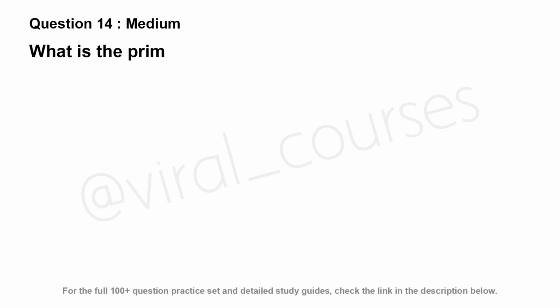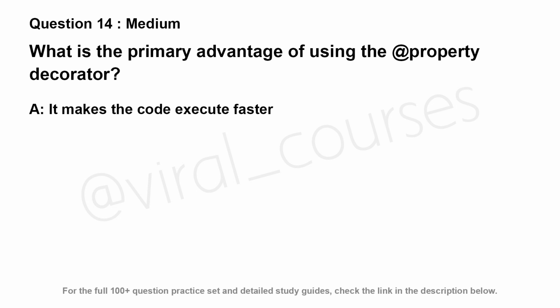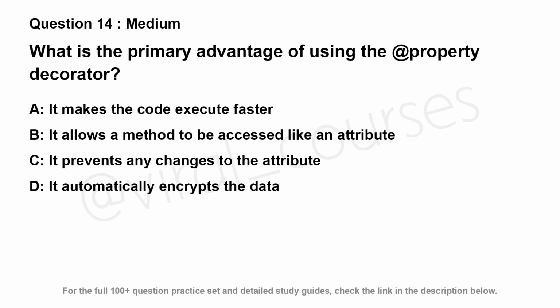What is the primary advantage of using the @property decorator? Option A. It makes the code execute faster. Option B. It allows a method to be accessed like an attribute. Option C. It prevents any changes to the attribute. Option D. It automatically encrypts the data.